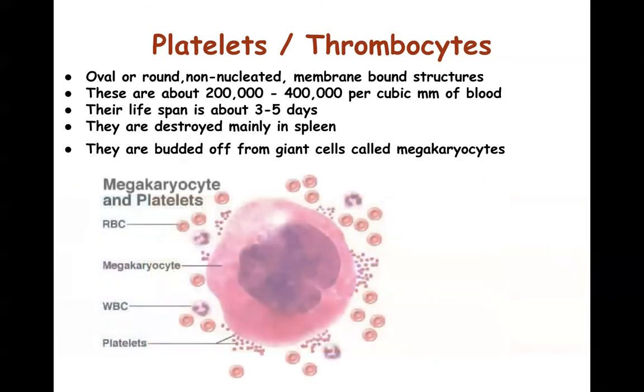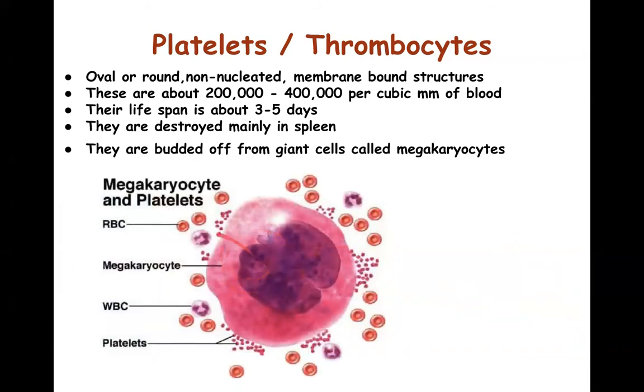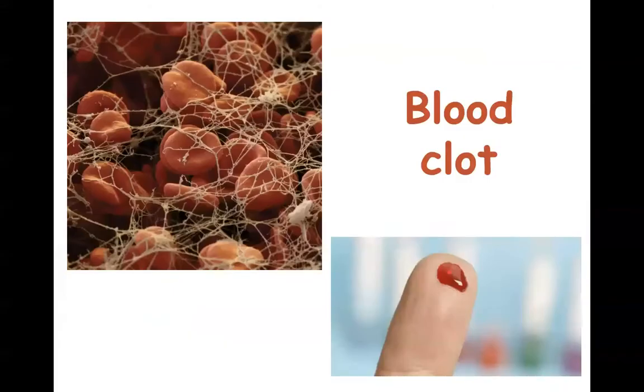So this is how the megakaryocyte looks. The megakaryocyte is a huge cell, much bigger in size than either the red blood cells or the white blood cells. And the platelets are budded off by having a little bit of its nucleus surrounded by a thin membrane. The platelets basically help in formation of a blood clot.